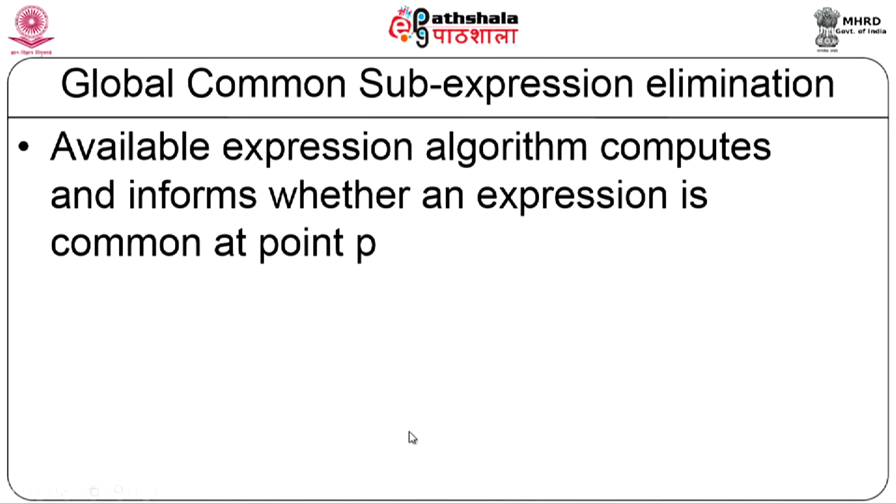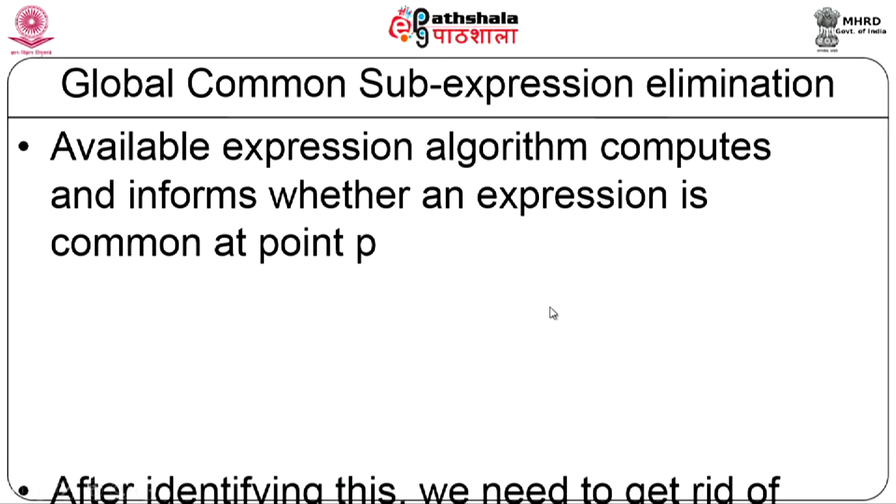Now, the global common sub-expression elimination, we have already seen in the context of what it does, rather how it is getting eliminated. Now, how do you go about it as a step-by-step process to eliminate this is what we have to look at. The available expression algorithm, which we have already seen in the previous module, computes and informs whether an expression is common at a particular point P.